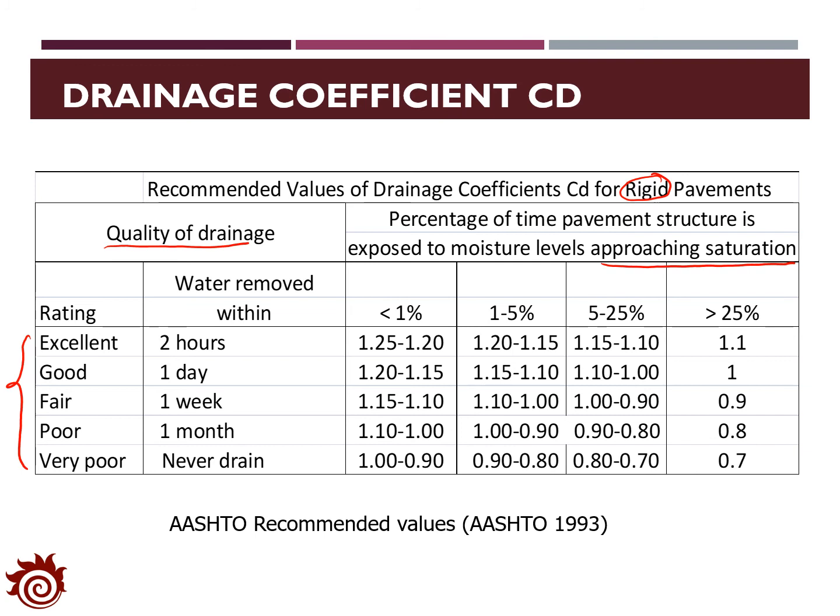And for the percentage of the time, we have less than 1%, 1 to 5%, 5 to 25%, and higher than 25%. For each cell, there is a bound range of the drainage coefficient, and we have to choose an appropriate value in that range for the design of the rigid pavement.